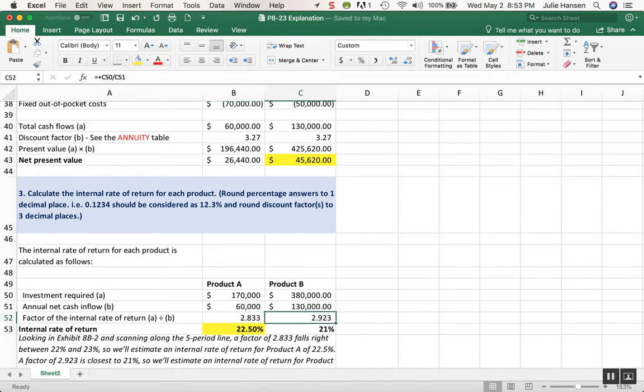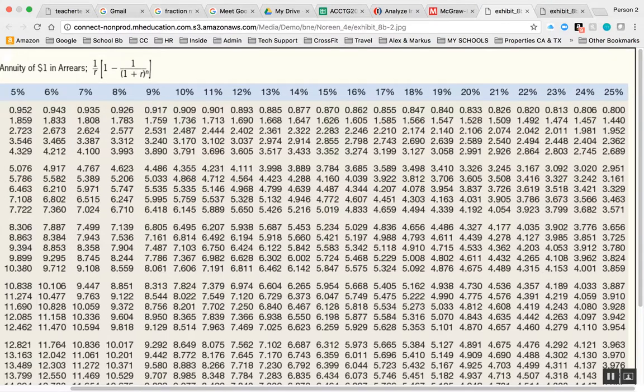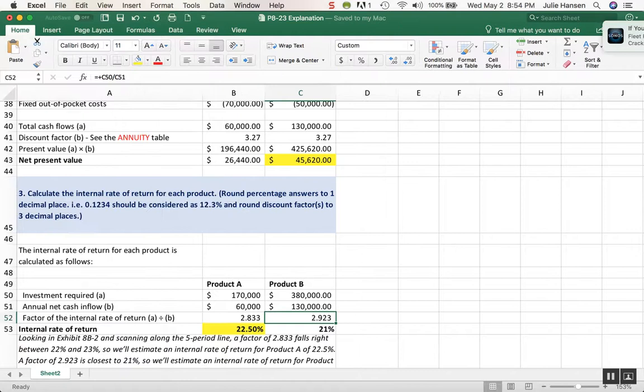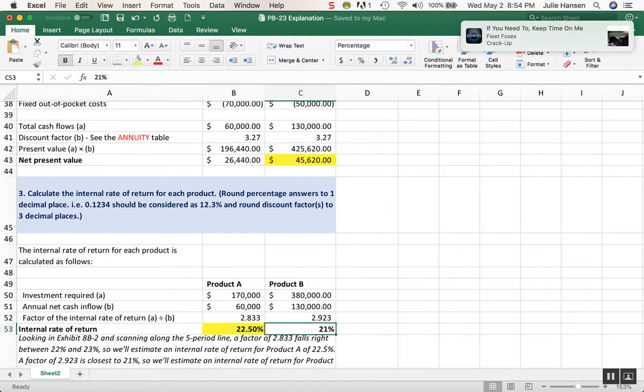Now I do the same thing for product B, the 130,000 annual cash flow divided by the initial outlay of buying the piece of equipment, and I come up with a 2.923 factor. Doesn't mean anything quite yet. We're going to come over here, the 2.93. That's about this one. That's pretty darn close, 2.92. That's at 21%. So that's what I've put right here.